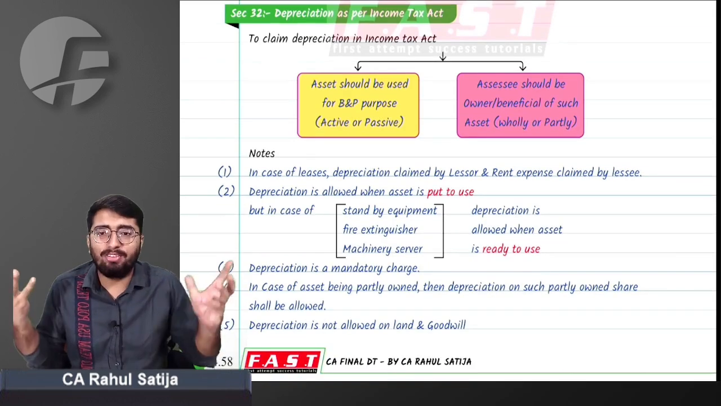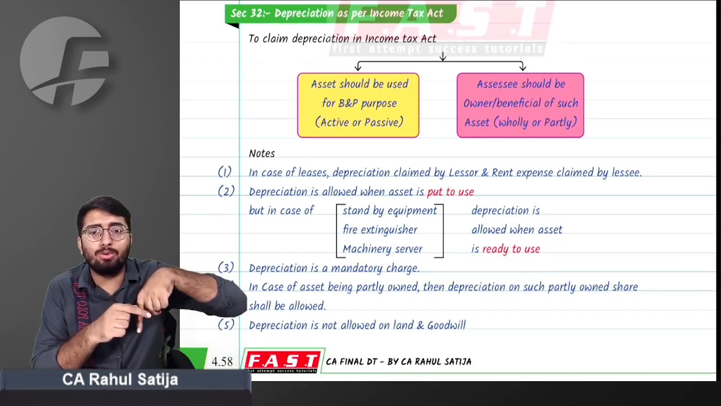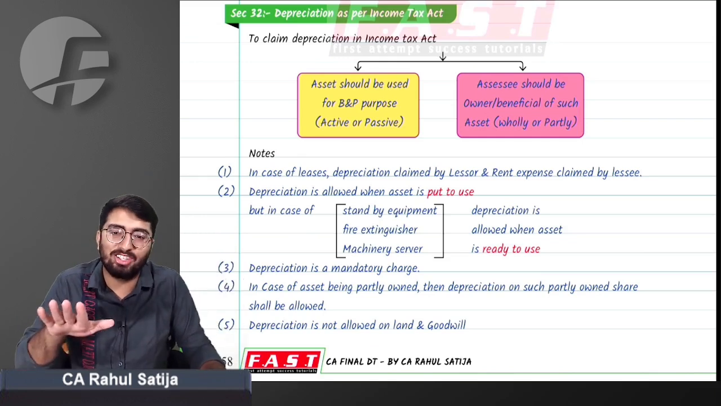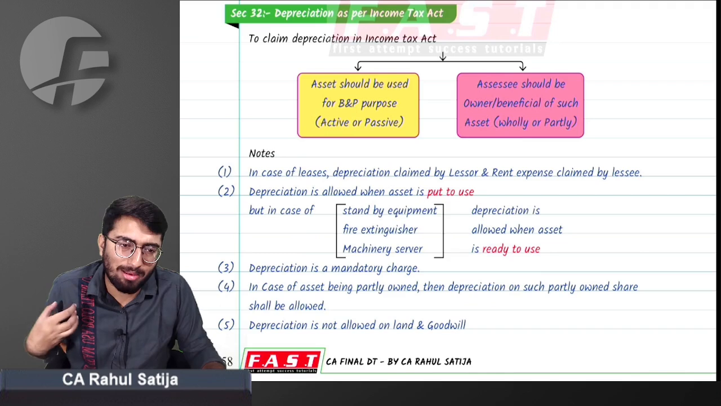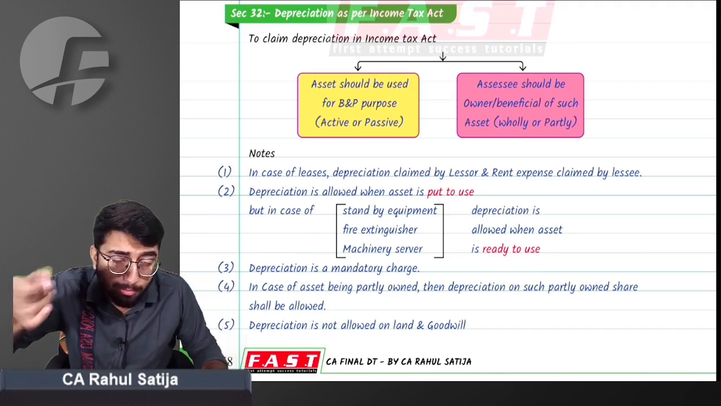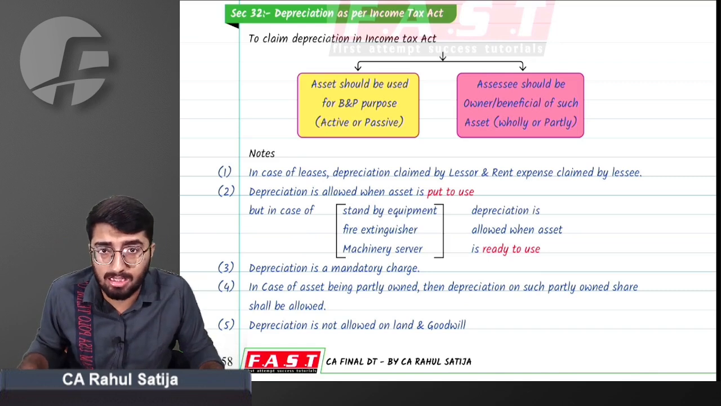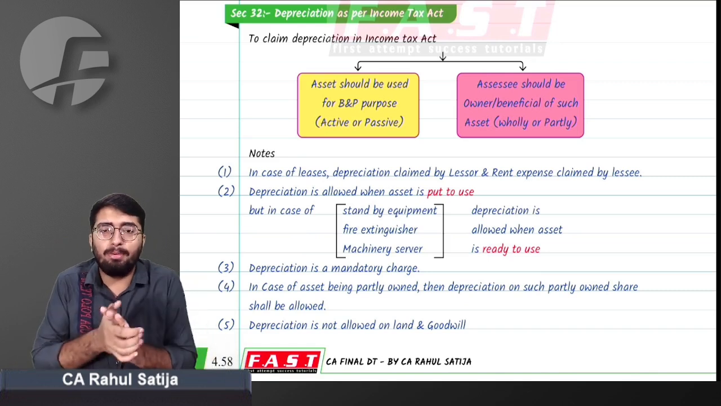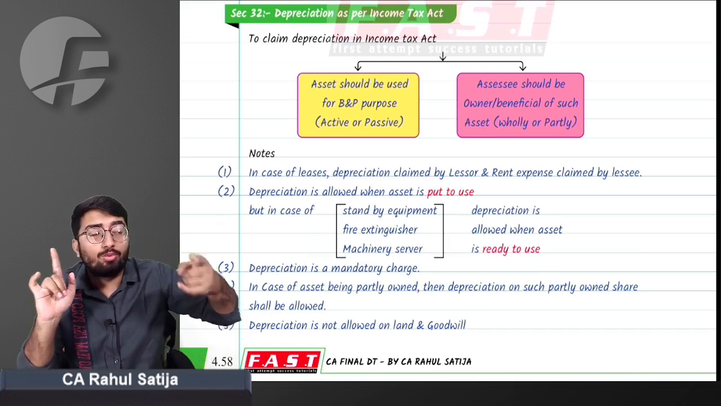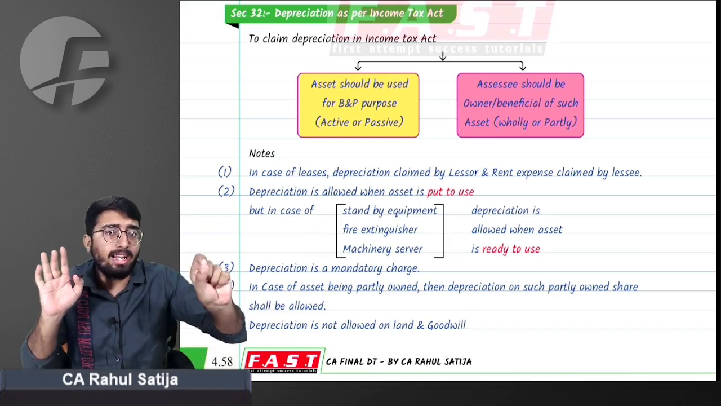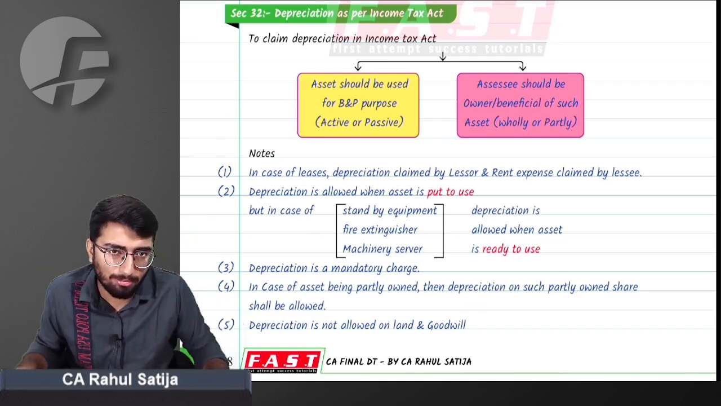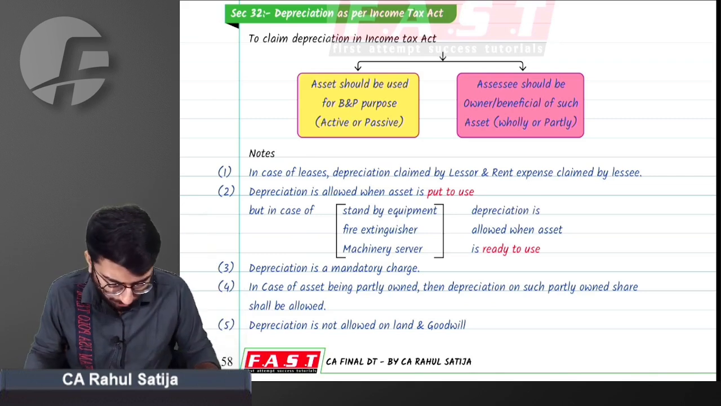Sir, what if I have plant and machinery that is partly being used by my business and partly being used by another businessman? For that matter, only your portion of that machinery will be eligible for depreciation. For example, if I have machinery of 10 lakh rupees and I use it 50%, then whatever depreciation is calculated on the 10 lakh rupees, only 50% of that will be allowed to me and the rest 50% will be allowed to the co-owner.